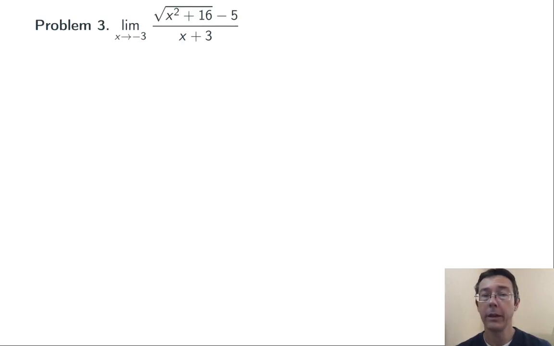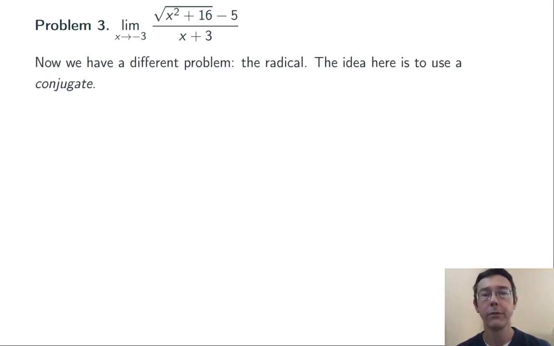Problem 3. Limit x going to negative 3, (square root of (x squared plus 16) minus 5) over (x plus 3). So there's no foiling or factoring that will help us here. We need a different technique. The big idea is to use a conjugate. What do I mean by that?